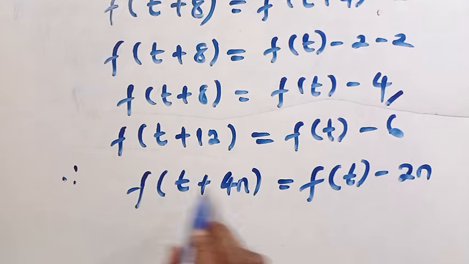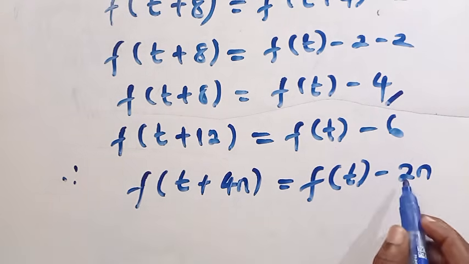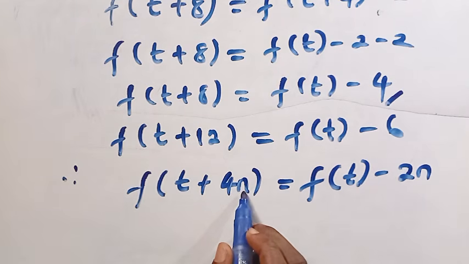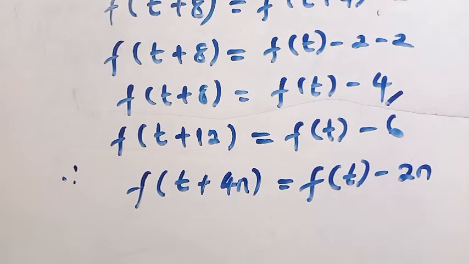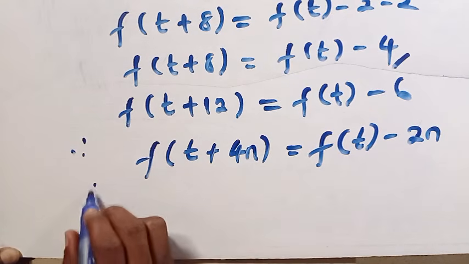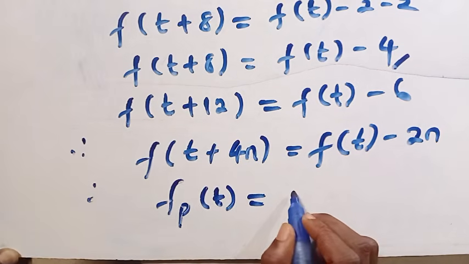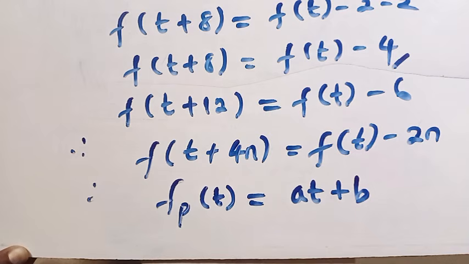If n equals 1, we have f of t plus 4 equals f of t minus 2. Then if you increase n to 2, we have f of t plus 8 equals f of t minus 4. That is the general formula. Now looking at this, we can draw a particular solution from here. We have a particular function, so just say fp of t equals, let's say it's a linear function, a t plus b. And we need to find f of t plus 4 as well.